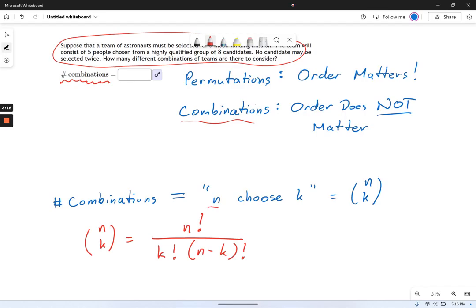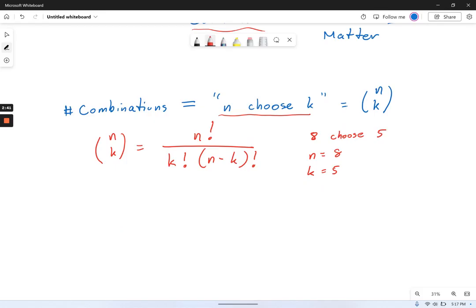I want to focus on this phrase, n choose k. That means 8 people, in our case, that I can choose from, and I have to choose 5 of them. This is 5 people chosen from a group of 8 candidates. So what's the larger group size? That's 8. How many of them do you choose? That's 5. So n equals 8, k equals 5. It's n choose k. All we have to do is plug these into our formula, and we're going to get our answer, the number of combinations that are possible.